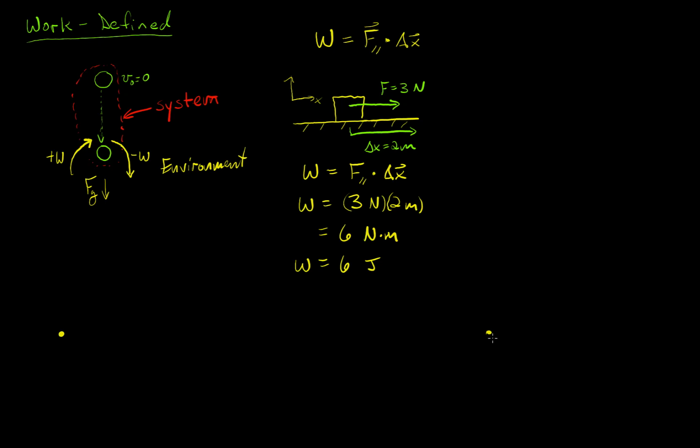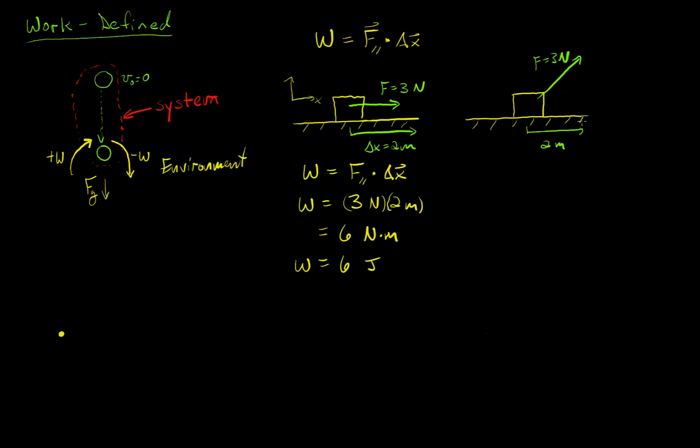Now, what if it was not parallel? What if we didn't have this? What if there was some angle? Let's do an example like that, and then we can generalize our definition. Same box, but now we're going to connect the rope at an angle. So we pull with a force, and again I'm going to do 3 newtons. And we're going to have the same displacement, 2 meters. So do you think the work will be less than, equal to, the same?